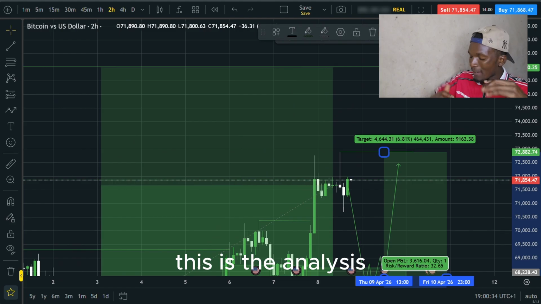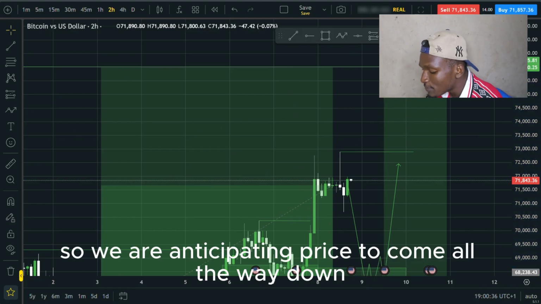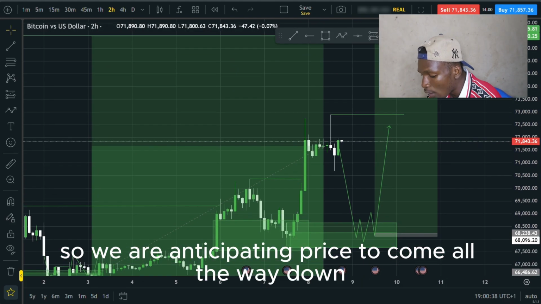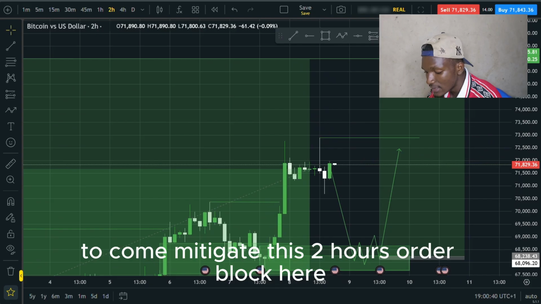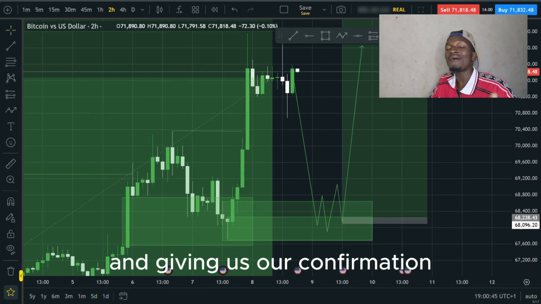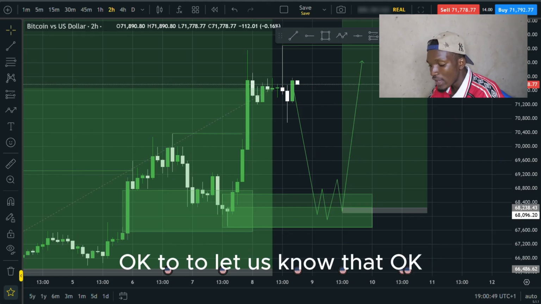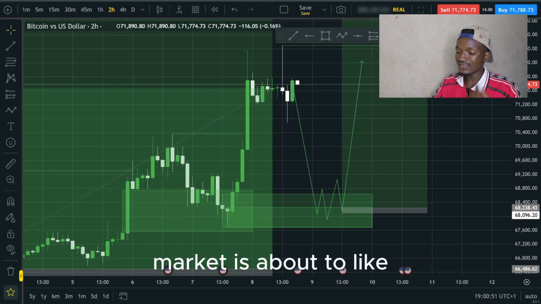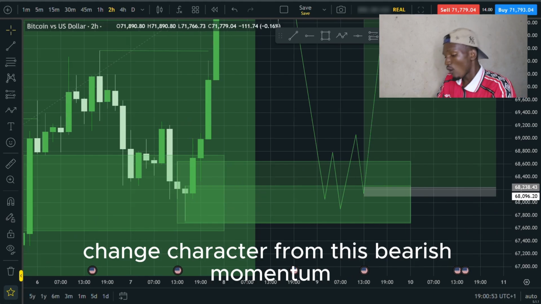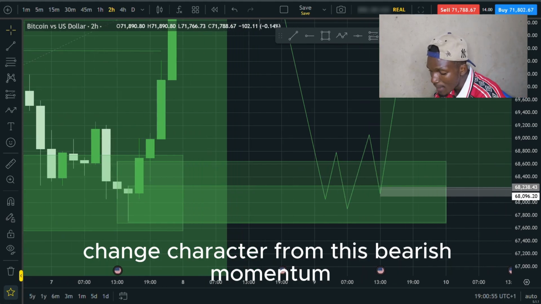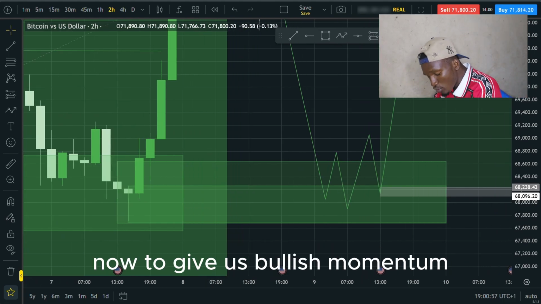This is the analysis. So we are anticipating price to come all the way down to mitigate this 2 hours order block here, and giving us our confirmation, a market structure shift will occur, to let us know that the market is about to change character from this bearish momentum to bullish momentum.